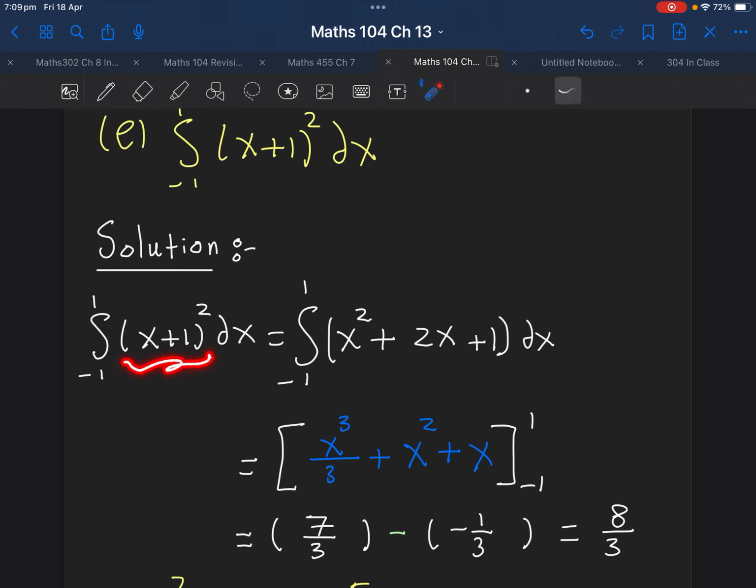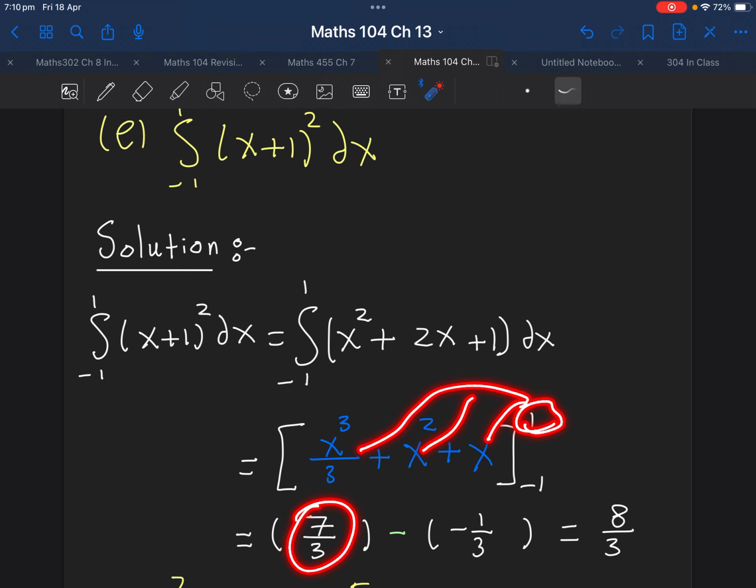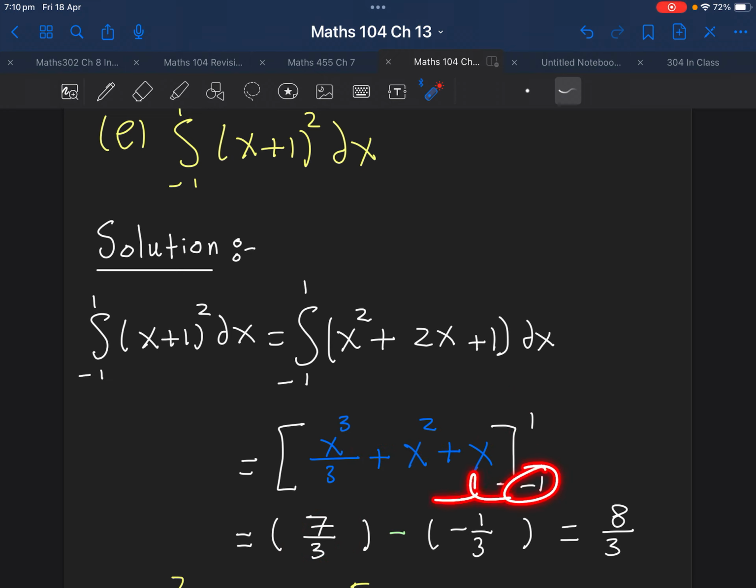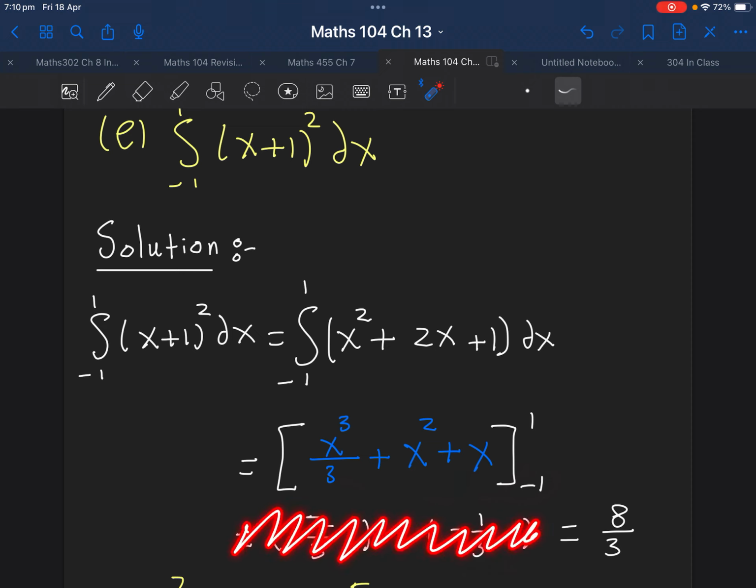So what we did here, we expand the square, and then we do the integration for each part alone. Final step, plug in 1 with the calculator, you get this answer. Plug in -1 in the calculator, you get this answer, and then you subtract them. Now, of course, you don't need to do this here. You can even plug in everything in the calculator, once you write 1, and then you write -1.